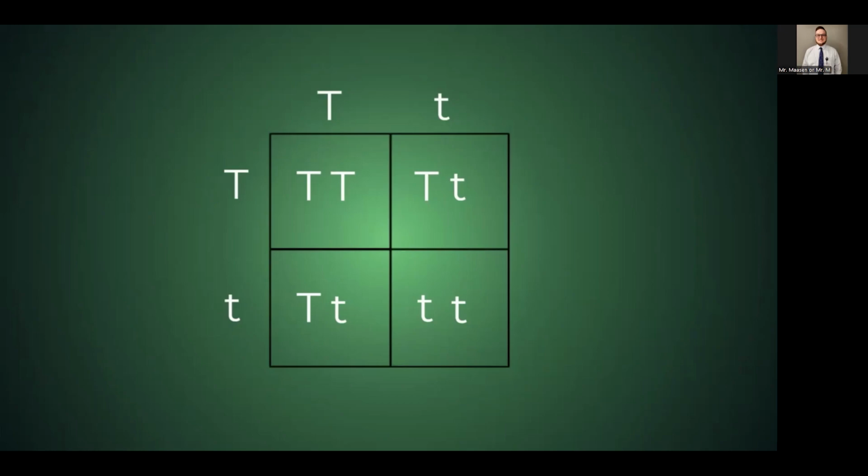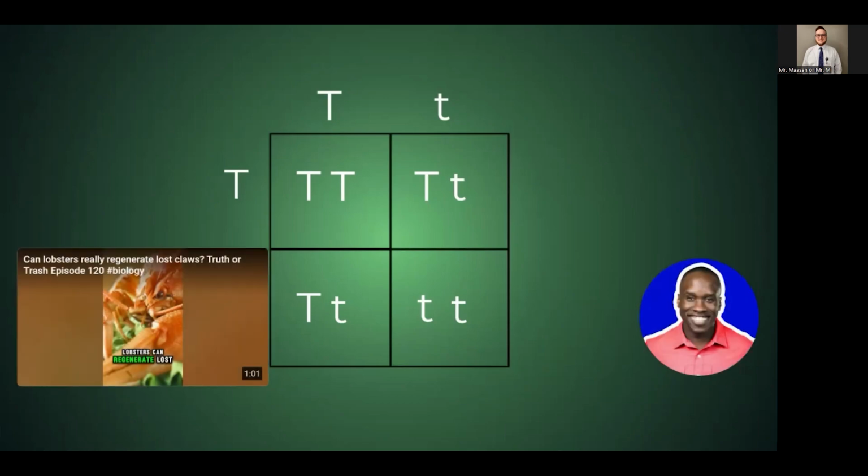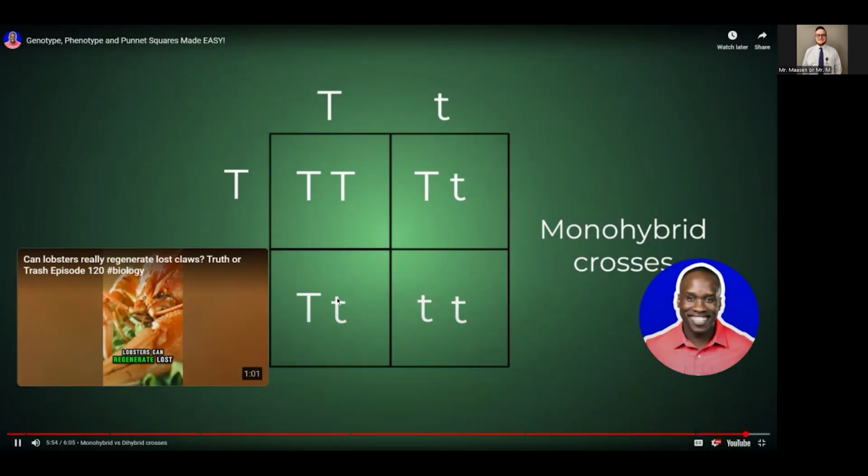Man, I don't know about you, but I'm just fascinated by the fact that we can use a simple tool like the Punnett square to make pretty accurate predictions about the genotypes and phenotypes of offspring. Now, in this video, we looked at very simple crosses that were looking at just one trait, like height. We call these monohybrid crosses. In the next video, we're gonna look at a more complex.